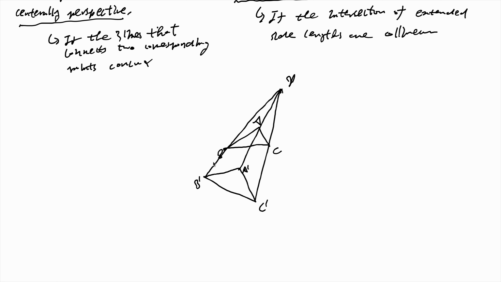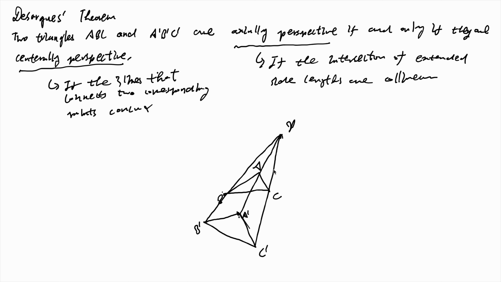like this is A prime, B prime, and C prime are the outcome, and we say these two lengths are corresponding to each other. These two lengths, they correspond to each other, and BC and B prime C prime, they correspond to each other. And similarly, the same applies for the points. Now, what the Desargues theorem states is that, okay, if ABC and A prime B prime C prime are centrally perspective from point P, then they are also axially perspective.